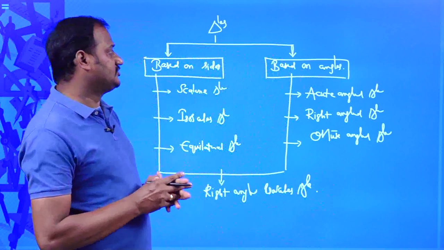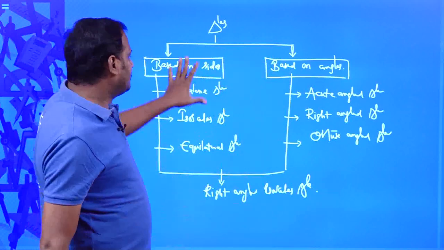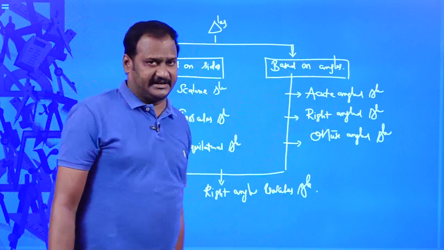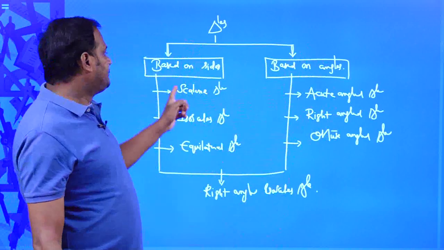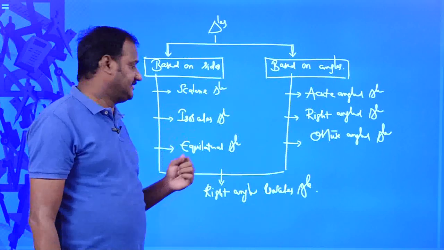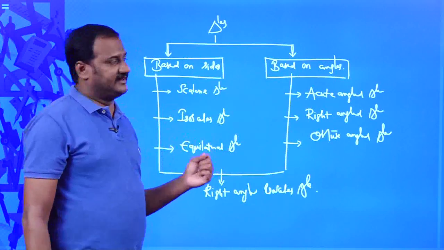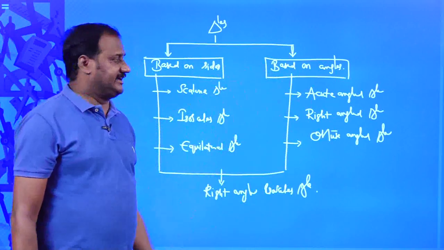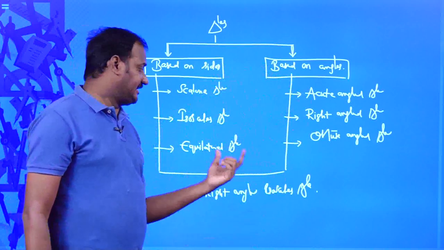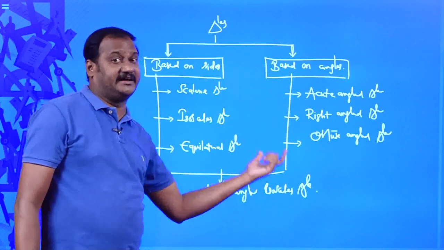Let us have a brief look at what you mean by all these triangles, okay? So, the first triangle is scalene triangle, second isosceles triangle, third one is equilateral triangle, and then acute angle triangle, right angle triangle, and then obtuse angle triangle, and finally, we have right angled isosceles triangle.